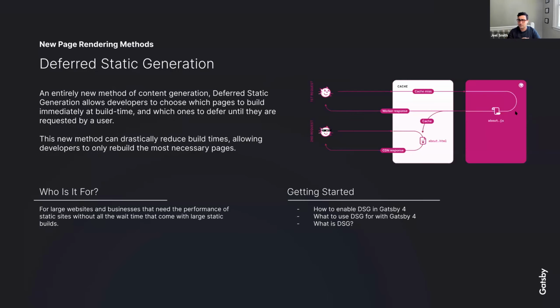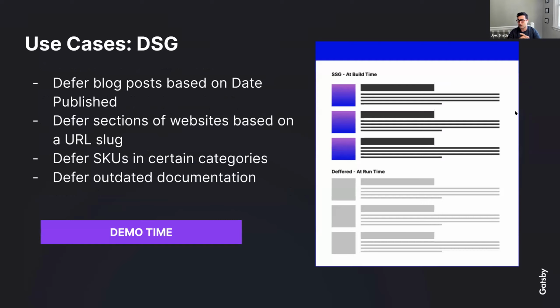Some of the use cases that we think about with deferred static generation: if you've got old blog posts, right? You've got blog posts from 2015 about using jQuery to do X, Y, and Z, or, hey, there's this new thing called React. You don't necessarily need to build those every time, and you're not going to get a high amount of traffic on that. So maybe you would mark those pages as deferred.